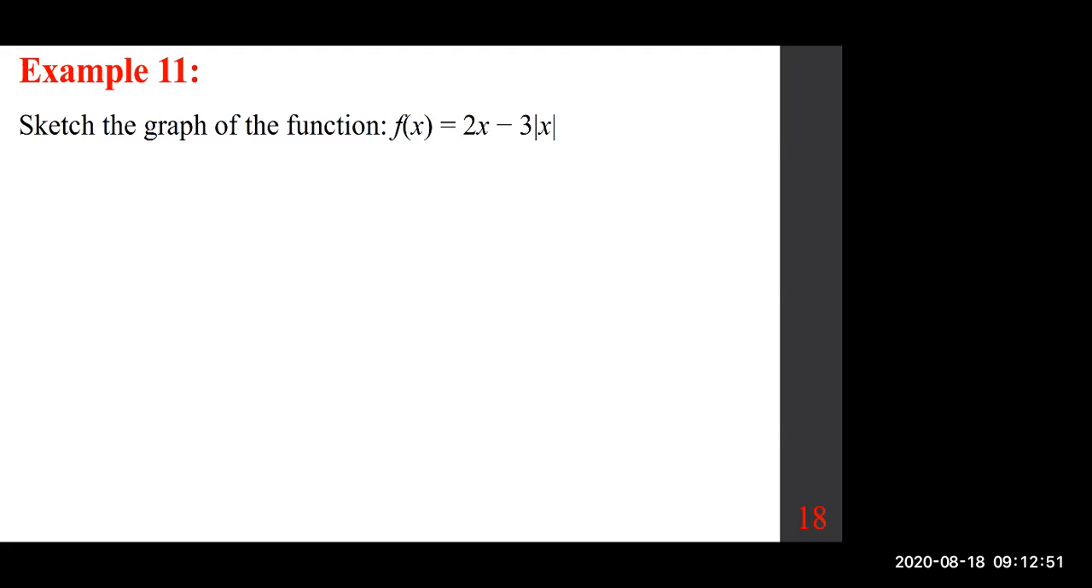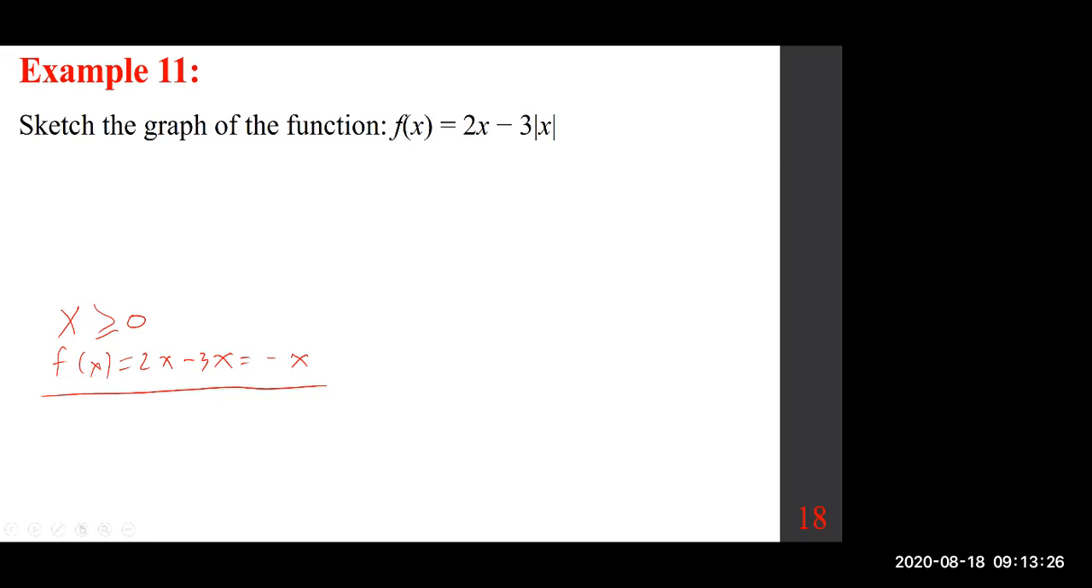How about this one? Sketch the graph of this function, f of x equals 2x minus 3 times the absolute value of x. Well, because you're dealing with an absolute value, you have to look at the domain. So you have to look at the case when x is larger than or equal to 0, f of x becomes 2x minus 3x, which is minus x.